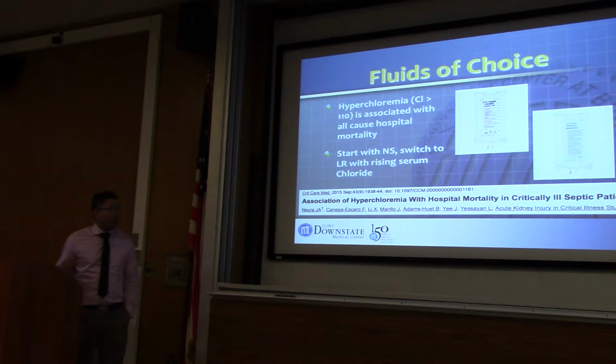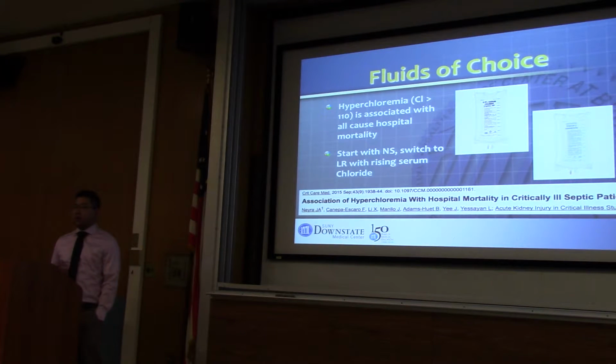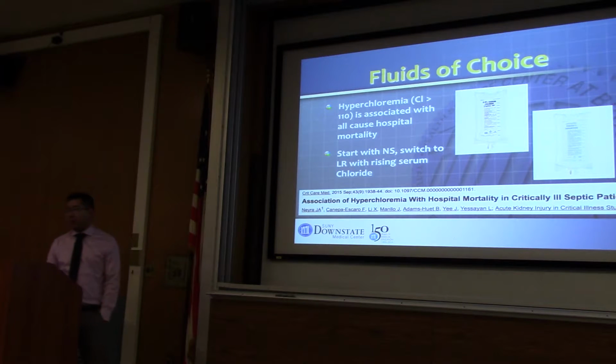So the point here is that we can start with normal saline, but when we treat DKA patients, we check a lot of labs. One of the things we should be watching is the chloride level, and once the chloride level starts going up, we can start switching to lactate, which is not chloride, which prevents hyperchloremia from forming.